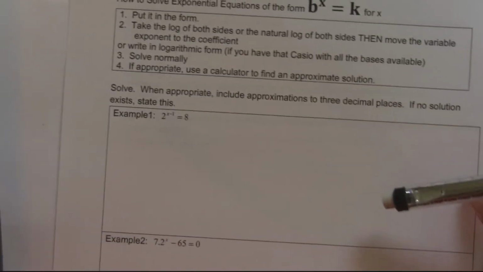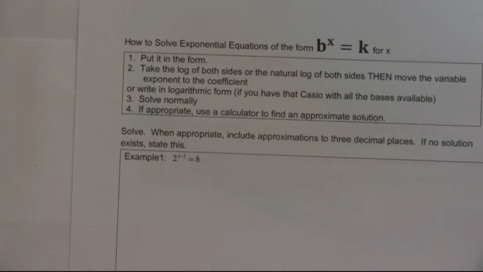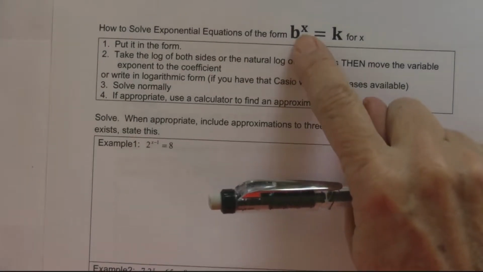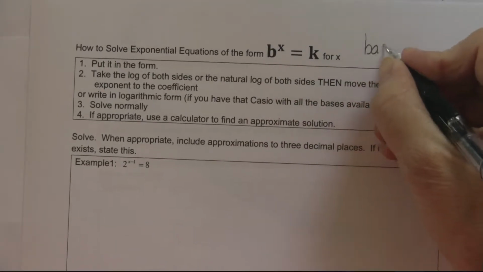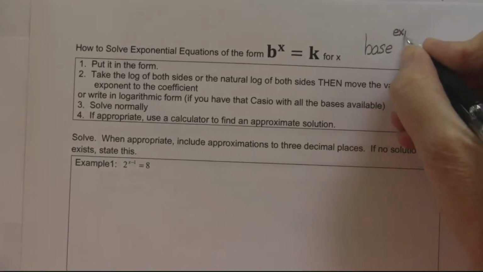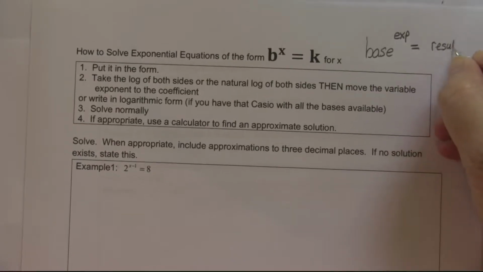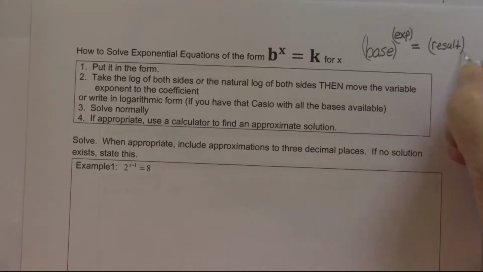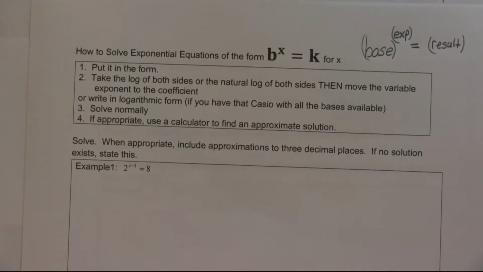And then here they're asking us to solve some exponential problems. The key is that they have to be in this exponential form in order to solve them. That form is b raised to the x equals k. In words, it's a base raised to an exponent equals a result, and each of these things is one piece, or can be treated as one piece. So you need to put it in the form.